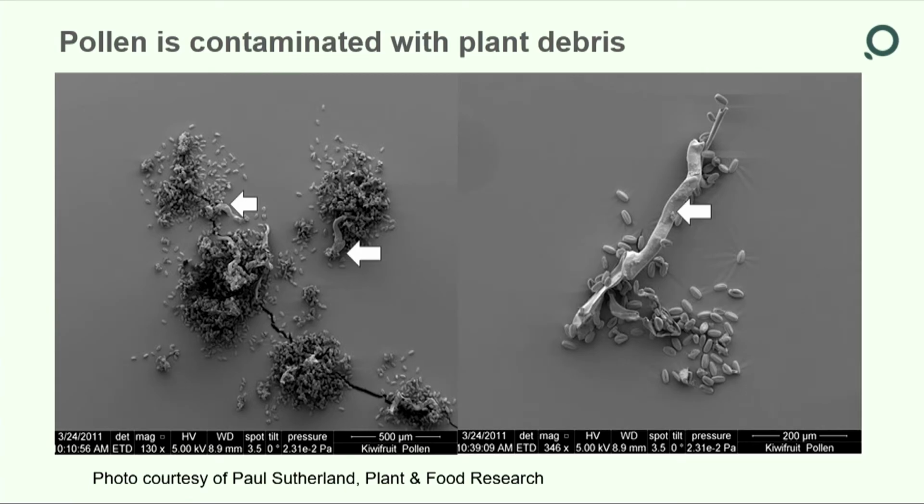A very important point when talking about pollen is that it is contaminated with plant debris. And you can see where those arrows are. Those are little pieces of kiwifruit flowers, probably filaments and other bits and pieces. We're not quite sure what they are. So whenever I'm talking about pollen, rather than say pollen and associated plant debris, I'll just say pollen, but that's what I mean, pollen and associated plant debris.